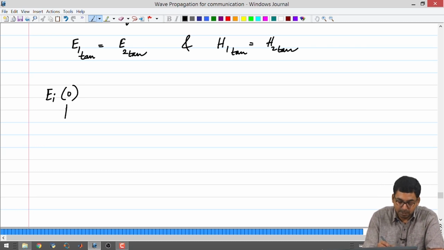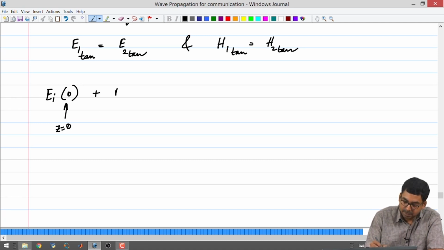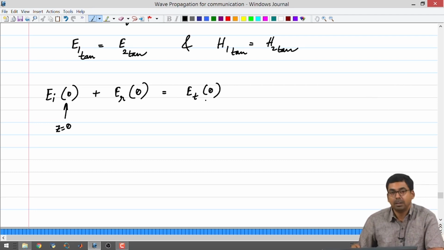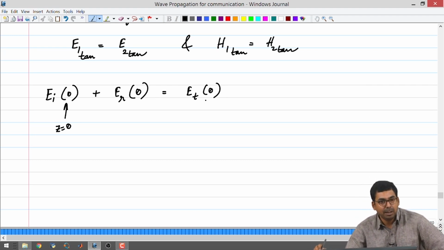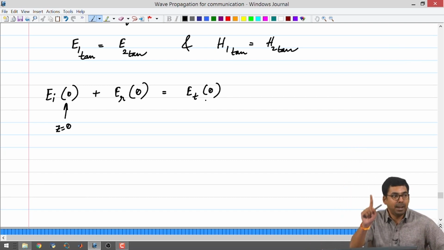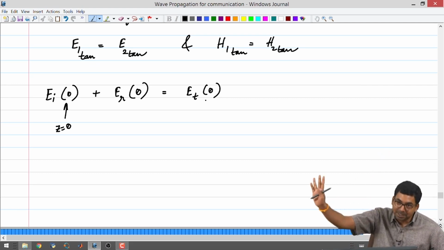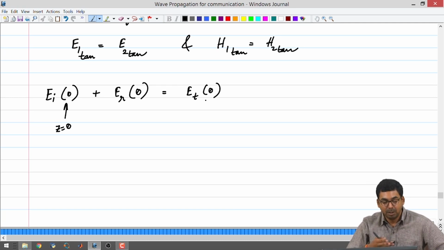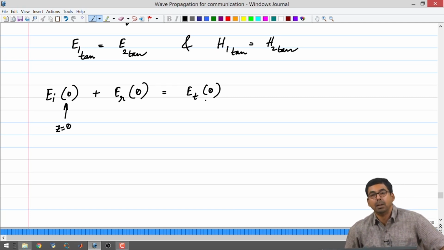So, at z equal to 0, the incident plus the reflected, so you have incident and reflected at the position 0, has to be equal to the transmitted field Et of 0. Remember that in this case the electric field is already tangential, the way we have drawn the system. Your interface is like this and your electric field is oriented upward. So, it is already tangential.